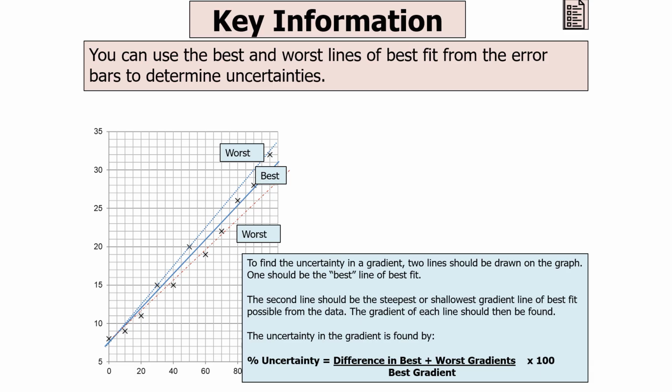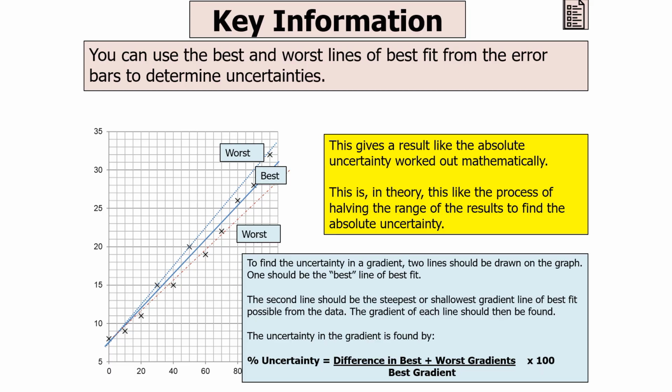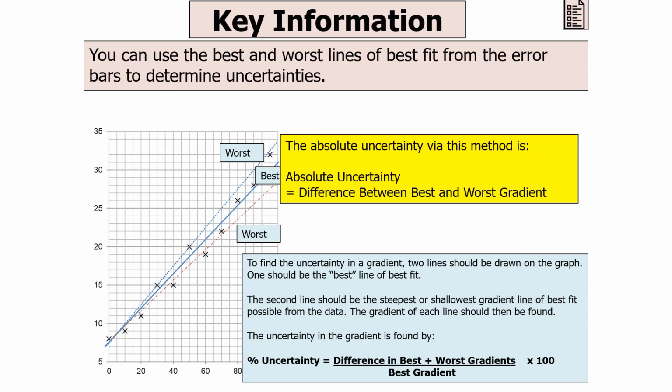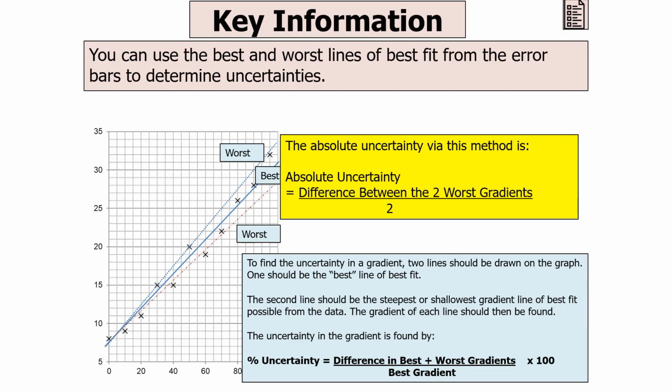Then the percentage uncertainty is the difference between the best line of best fit and the worst line of best fit gradients, divided by the gradient of the best line of best fit, times 100. Now, this gives a result like absolute uncertainty worked out mathematically. This in theory is like the process of halving the range of the results to find the absolute uncertainty. So it's the same equation as the one used to work out absolute uncertainty mathematically. So absolute uncertainty via this method is the difference between the best and the worst gradients, or the difference between the two worst gradients, the steepest and the shallowest line, divided by 2.